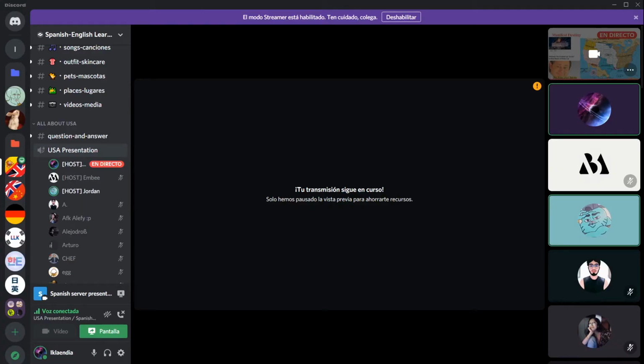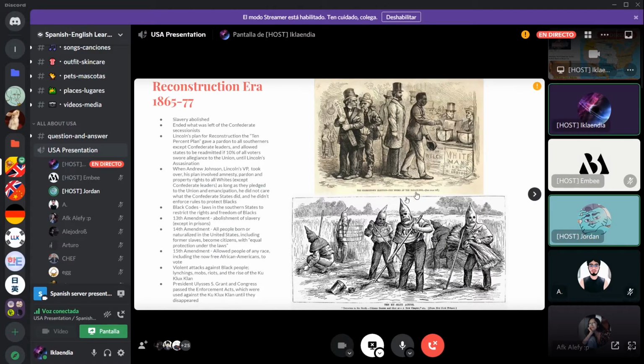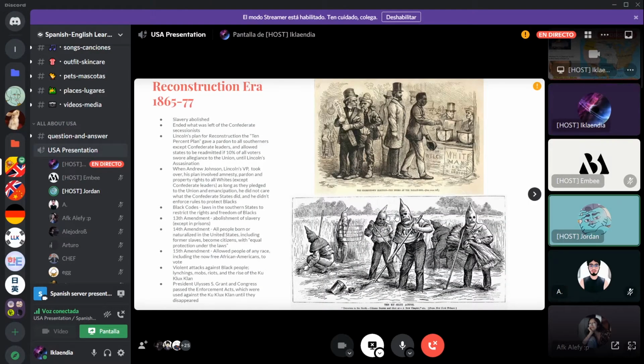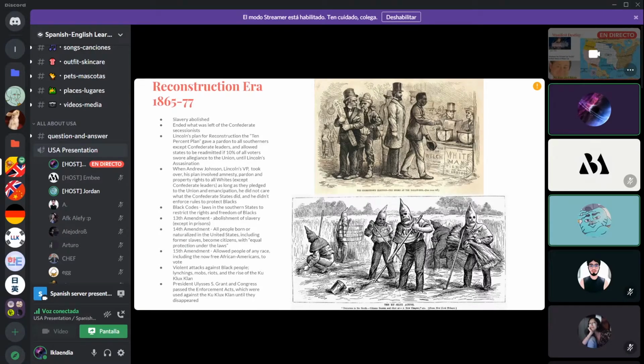Hello, everyone. So I know my slides are a little more lengthy. As you can see, there's a lot more text. I'll be simplifying it in the speaking portion, but for those who like a little extra reading, or for the more advanced English learners, you have some good information to read. So after the Civil War, there was the Reconstruction Era, and every slide will have the time periods too.